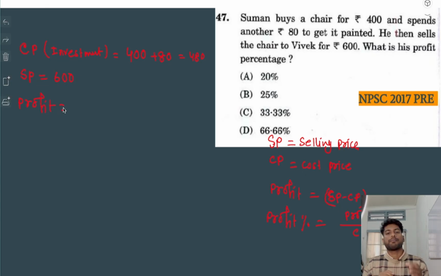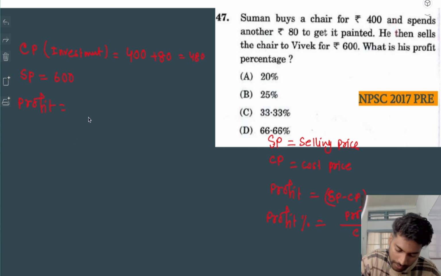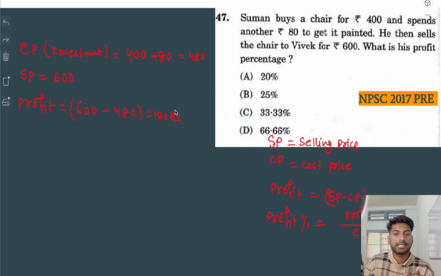I invested 480 and I sold that for 600. So the profit is 120. Profit is your 600 minus 480, so your profit is 120 rupees. Got it? Understood? Now how to get the profit percentage, because the question is asking about profit percentage.